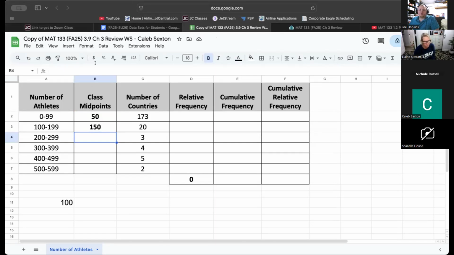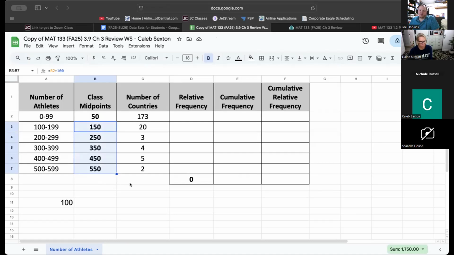So the reason we want to do it that way is because now you can just copy and paste that formula from B3 all the way down for the rest of the empty cells. You don't need to type equals parenthesis lower limit plus the next lower limit divided by 2 for each one, because we have a formula now. So I think that makes it easier. All right, so those are our midpoints.